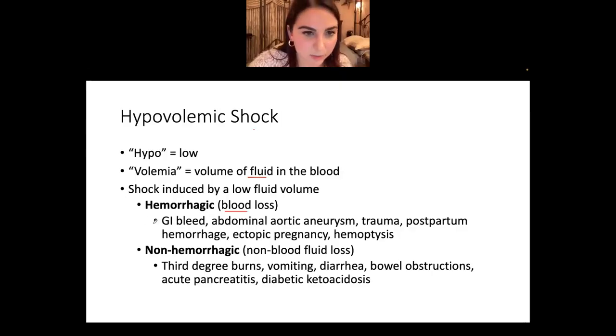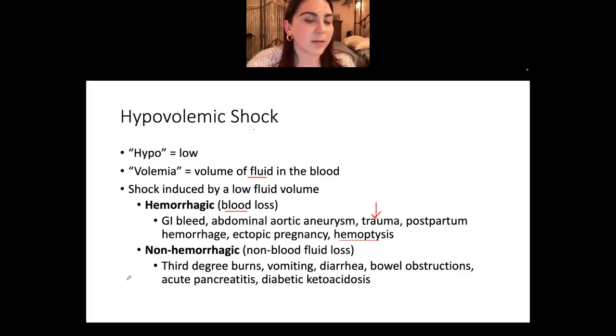So I gave you guys some examples here: a GI bleed, trauma. Usually this is like a car accident patient, when you see it on TV shows, they're being rushed into the hospital, going into shock. It's usually because they're bleeding out. Postpartum hemorrhage, ectopic pregnancy, hemoptysis. This one always gets me. I'm like, coughing up blood can go into shock? But it can. You don't need to lose that much blood to go into shock.